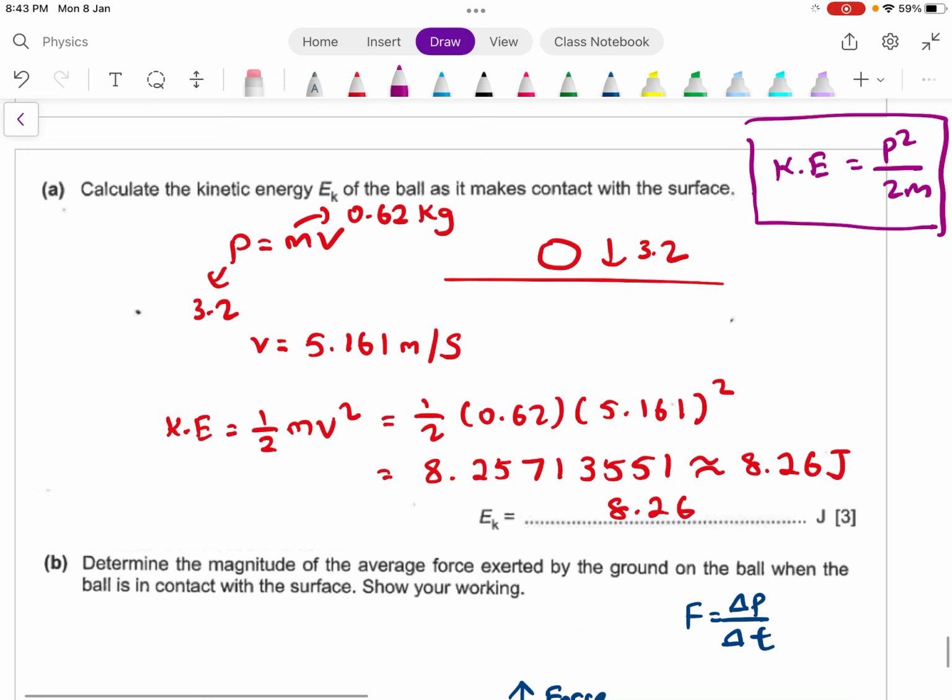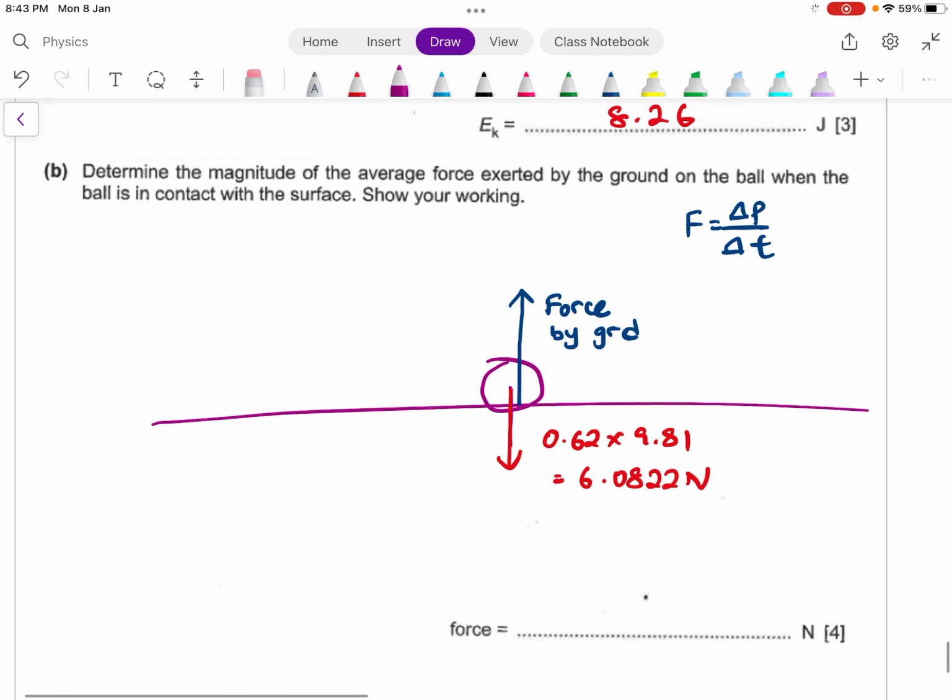Okay, so with this, I will move on to part B. Part B, a 4-mark question: determine the magnitude of the average force exerted by the ground on the ball when the ball is in contact with the surface. Of course, we are asked to show our working. Based on this question, definitely we must use Newton's second law.